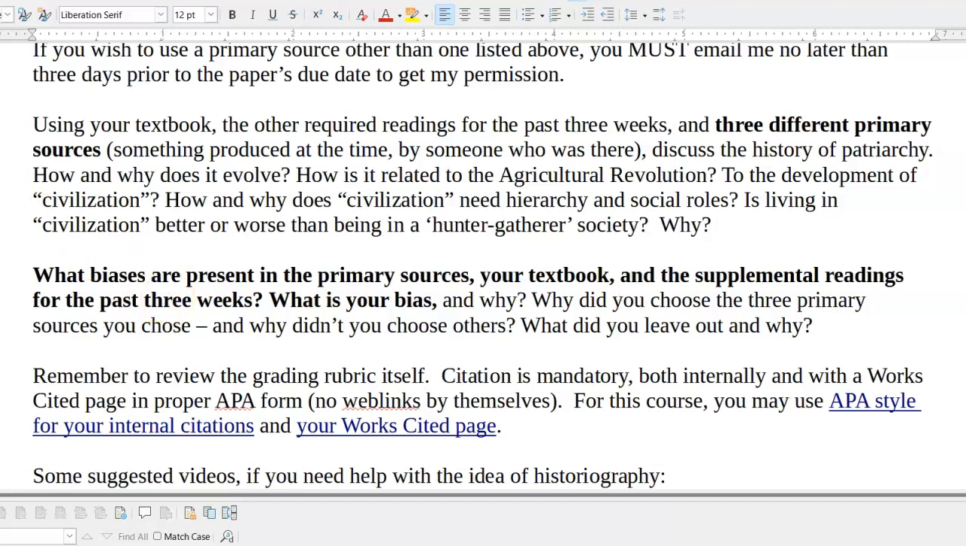There should also then be this included: what biases are present in the primary sources, but also in your textbook and the supplemental readings for the past 3 weeks. What's your bias?